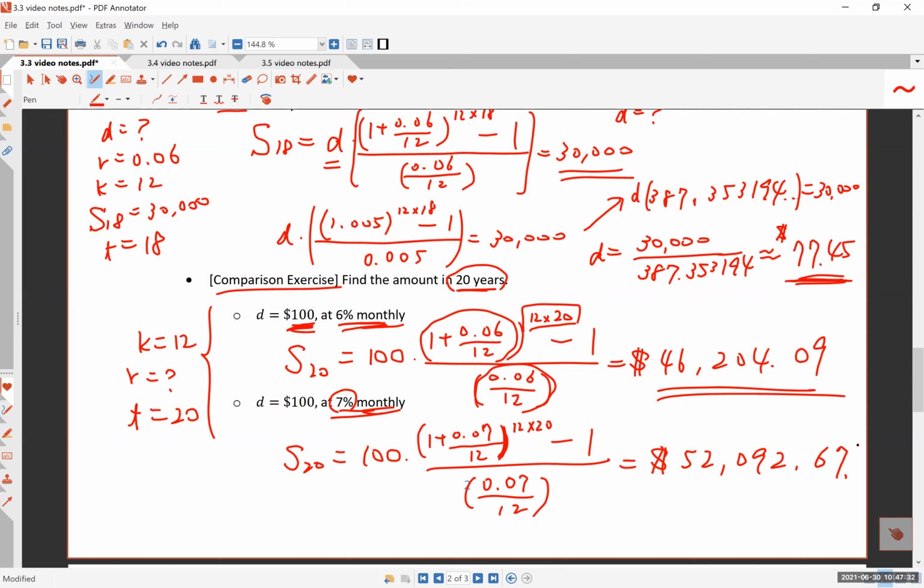If you do that, you'll end up with $52,092.67, right? So the difference here is about $6,000. And that's the difference that a 1% difference in the interest rate makes. So don't take that interest rate casually, take it very seriously, because over a long period of time, that small difference in interest rate could end up rather significant. Let me just show you how to do this last part, and then we will conclude this section.